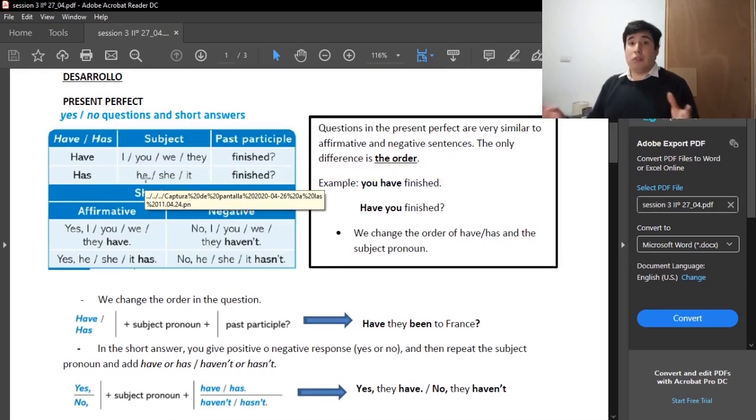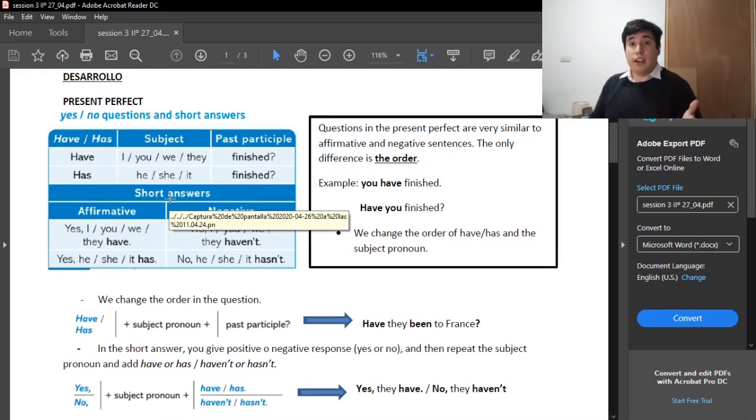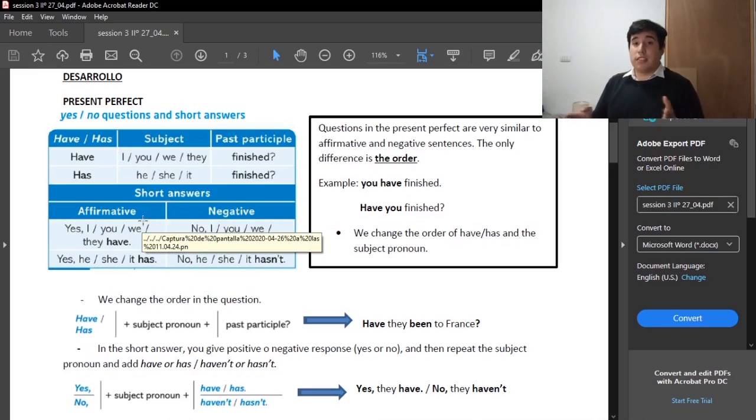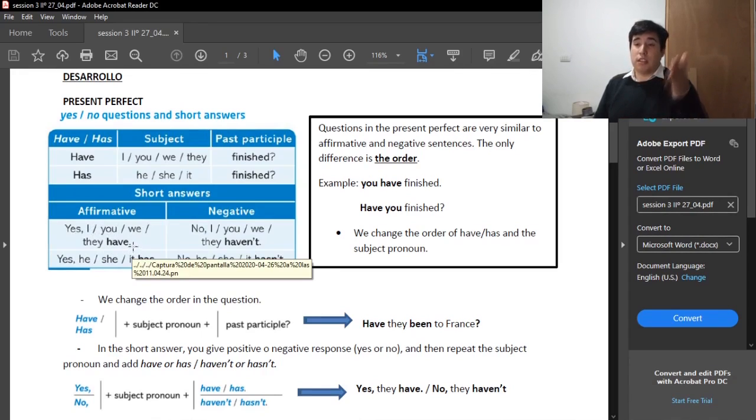Okay, now we know how to create the questions. But now we need to learn how to answer these yes/no questions. Okay, as I told you before, the answers for these questions are yes or no. If your answer is yes, you of course have to write yes. Then you need to write the subject pronoun you're using, and finally the auxiliary that corresponds to your subject. If you're using I, you, we, or they, have. If you're using he, she, it, has. For example, yes, you have, or yes, she has.